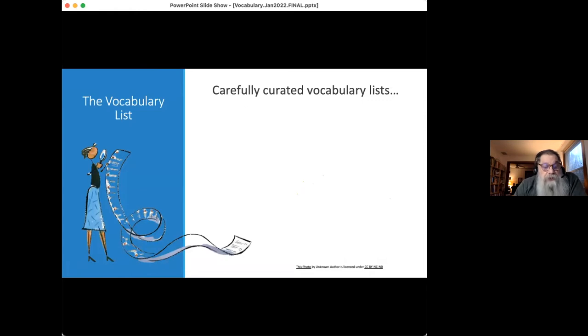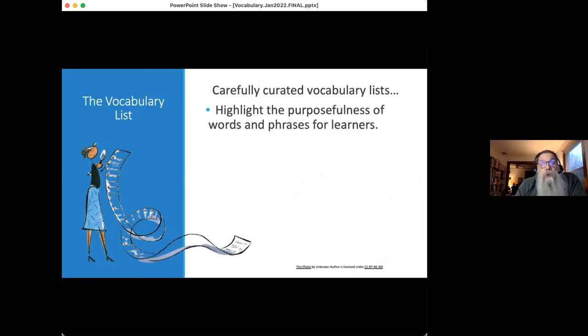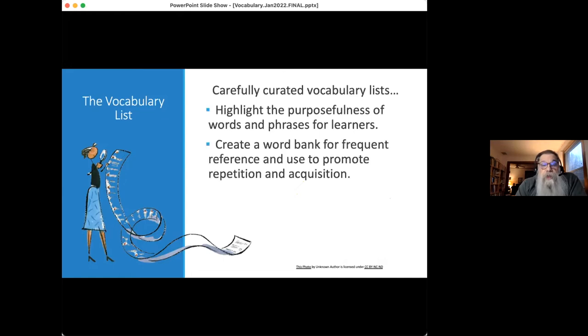At this point, I'd like to say a few words in praise of the sometimes maligned vocabulary list. I like to create a target language vocabulary list for every unit. It's a carefully curated tool. Call it a portable word wall, if you will. I found that providing a target language list of vocabulary can highlight the purposefulness of words and phrases for the learners. It creates a word bank for frequent reference and use to promote the repetition and acquisition.